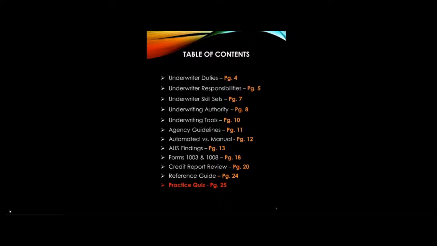Let's go over the materials that we're going to be discussing today. We're going to go over the underwriting duties, underwriter responsibilities, underwriter skill sets, underwriting authorities, underwriting tools, going over agency guidelines, going over the automated versus manual underwrites, AUS findings, go over the Form 1003 and 1008, do a quick credit report review, reference guide, and we will be taking a short practice quiz to go over the information you learned today. So let's get started.